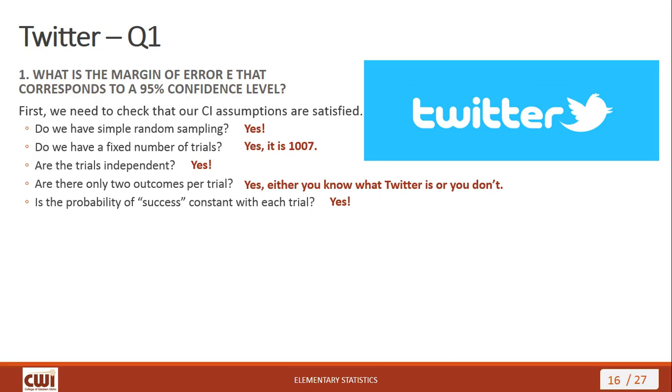Yes, the probability of success is constant with each trial. There's a certain proportion that knows what it is, and while we're conducting the survey, that proportion is not changing. So yes, the probability of success is constant with each trial. Do we have at least 5 successes and 5 failures each?